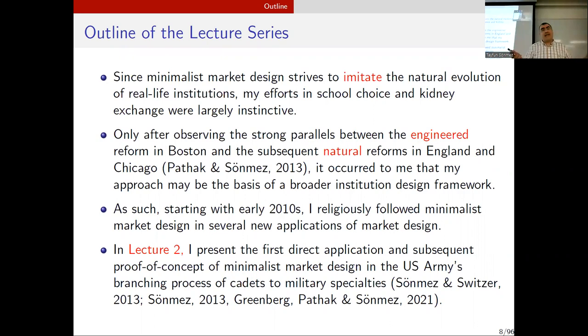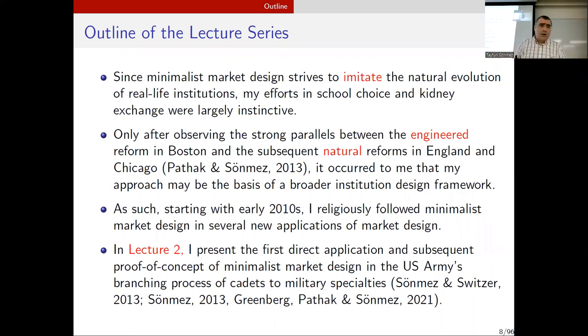So initially, I was trying to recreate what's going on, but I was doing this instinctively. I didn't know at the time that I'm actually following a paradigm, or that what I'm doing suggests a paradigm. So school choice, kidney exchange, it's not like I was following a paradigm, but rather developments in the context of school choice and kidney exchange led to this paradigm, which I started deliberately following in a very religious way in the last maybe 12 years, okay? Which then led to policy impact in the US Army's branching process, COVID allocation of vaccines and monoclonal antibodies. I was able to predict a major development in India in affirmative action.